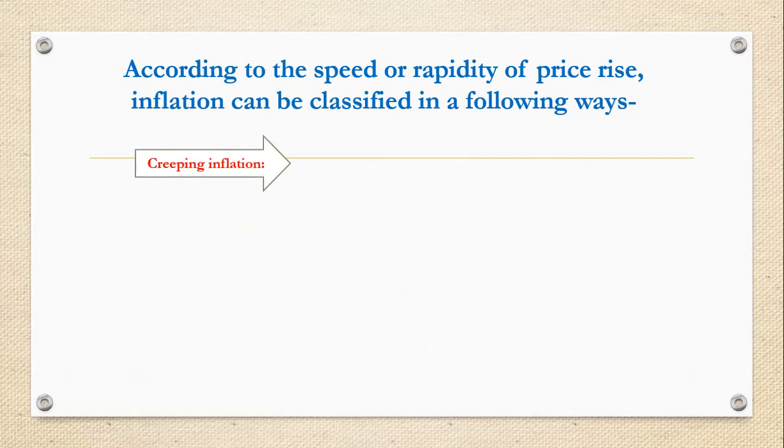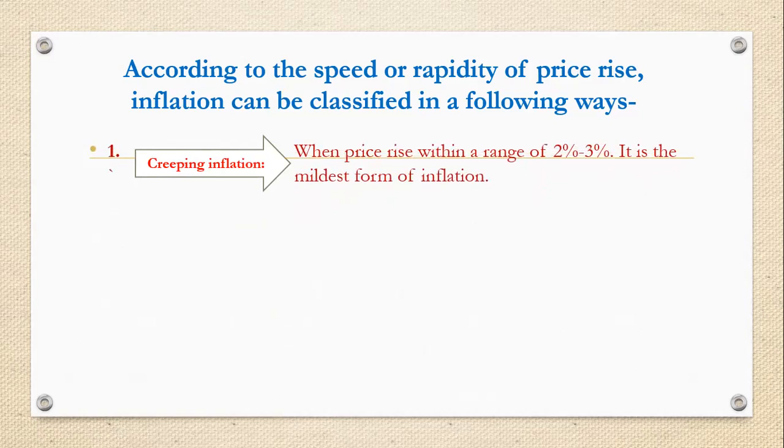Number one is creeping inflation. That means when prices rise within a range of 2 to 3%, it is the mildest form of inflation. So when we see that prices rise within a range of 2% to 3% per annum, then we can say this is the mildest form of inflation, and it is good for the economy. Sometimes this question comes: why is creeping inflation good for the economy? Yes, creeping inflation is good for the economy because it encourages more investment.